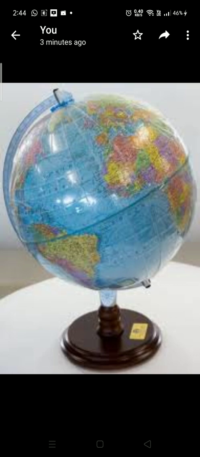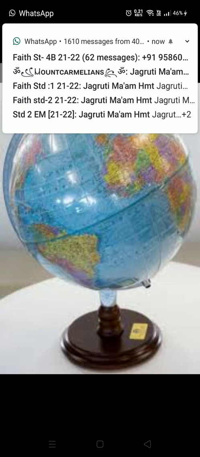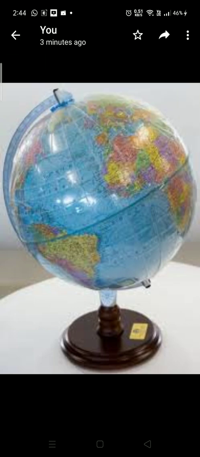In different places you find very small globes, and sometimes very big ones. It depends on what the use of that globe is.